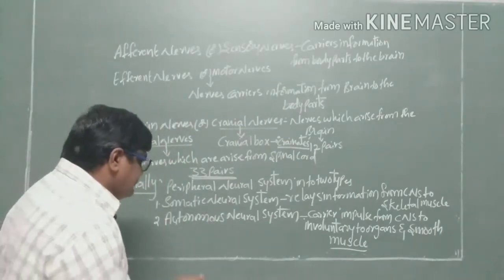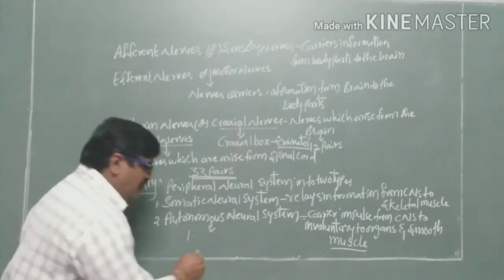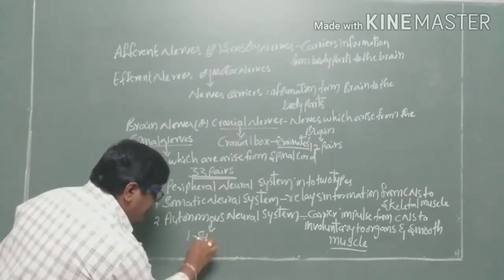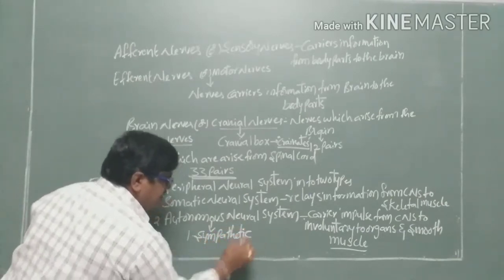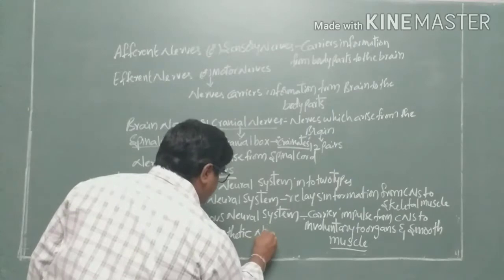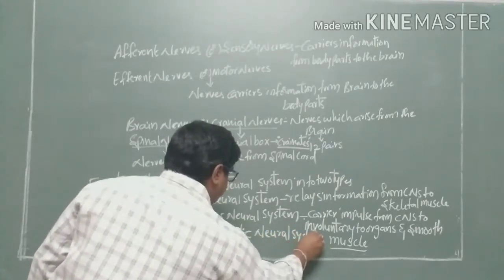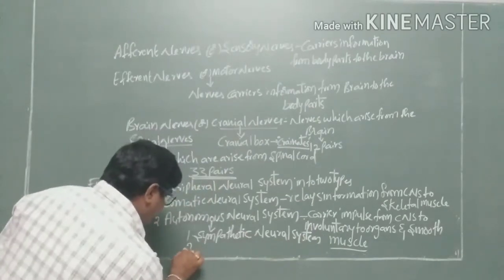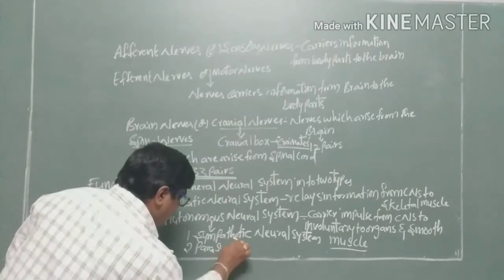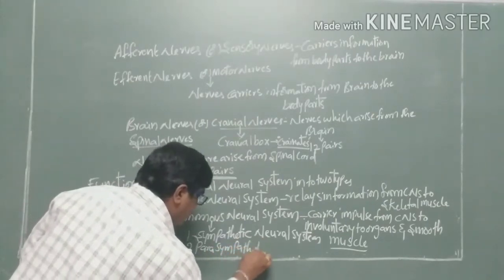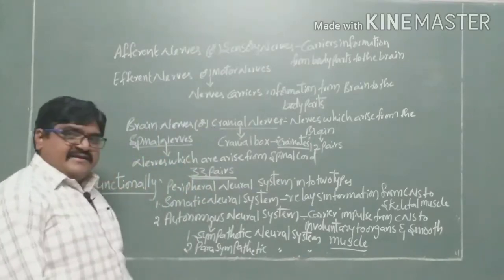And this autonomous nervous system is again classified into two types. One is called the sympathetic neural system, and the second one is the parasympathetic neural system.